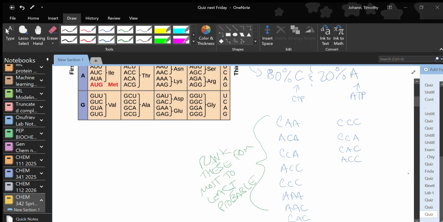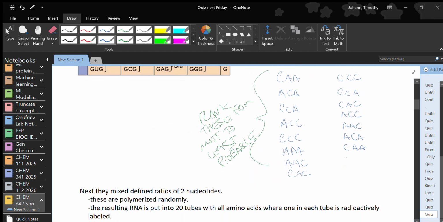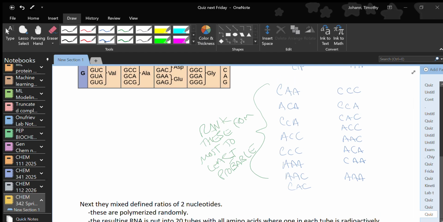What's next most probable? AAC. Does that make sense? Because A's are less common than C's. And then what's the least probable? Right, AAA. But we can actually calculate the percent we expect of these, or the probability of these, right?